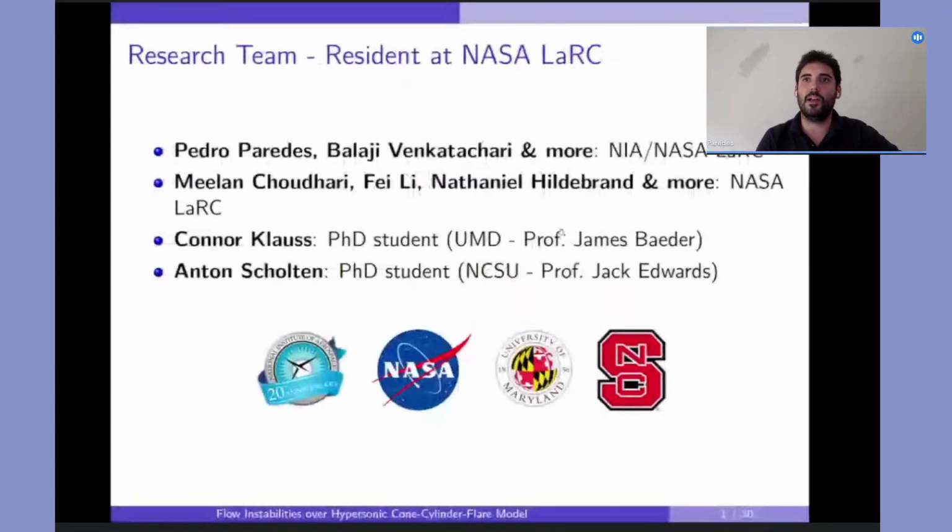Okay, so now I'm going to use this little hand as my cursor, so if I need to point at something, you will see this hand there.